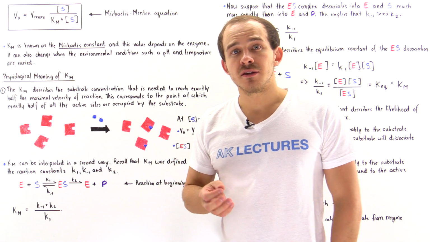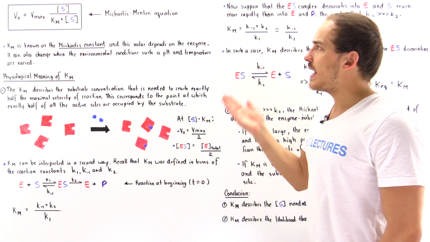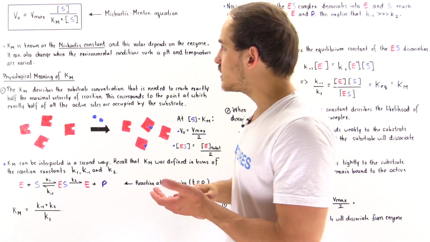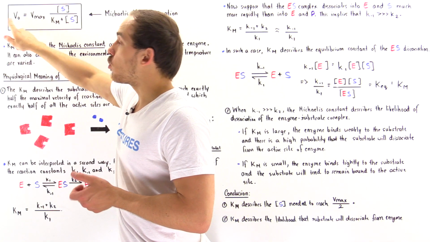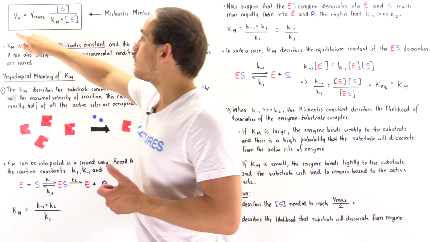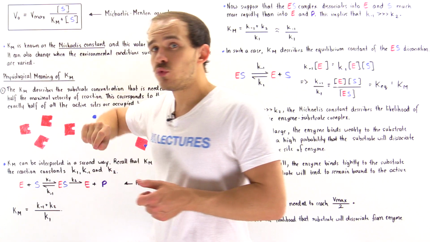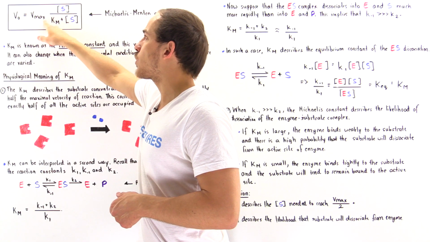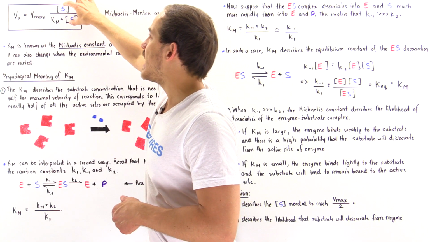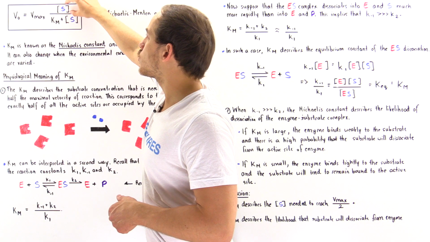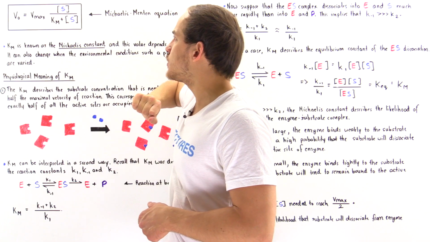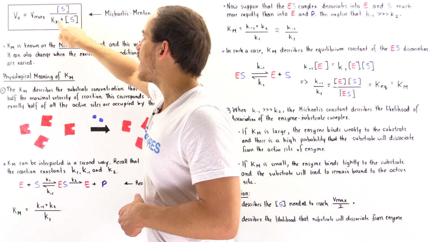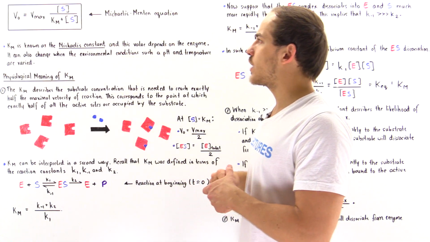Previously, we focused on understanding the meaning behind the Michaelis-Menten equation, and what we said was that the rate or the velocity at which the enzyme operates, V0, is equal to the product of the maximum velocity, the maximum rate of the enzyme, Vmax, and this ratio. So the numerator is the substrate concentration and the denominator is Km plus the substrate concentration.